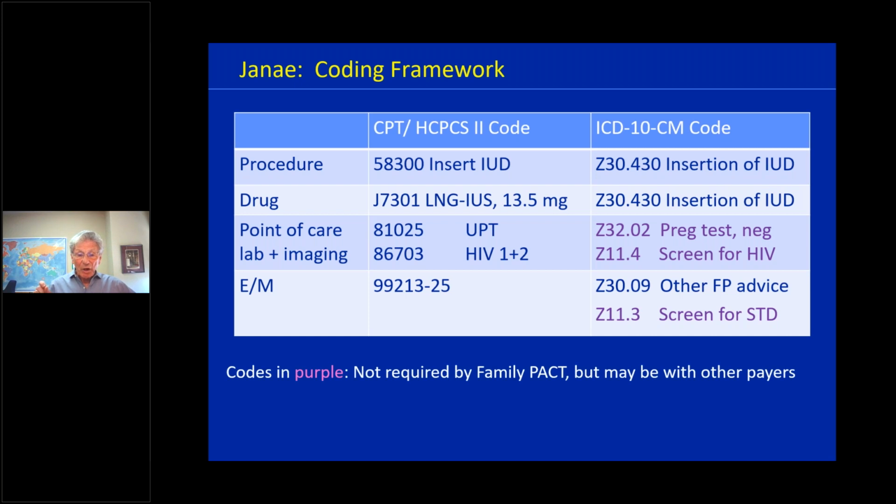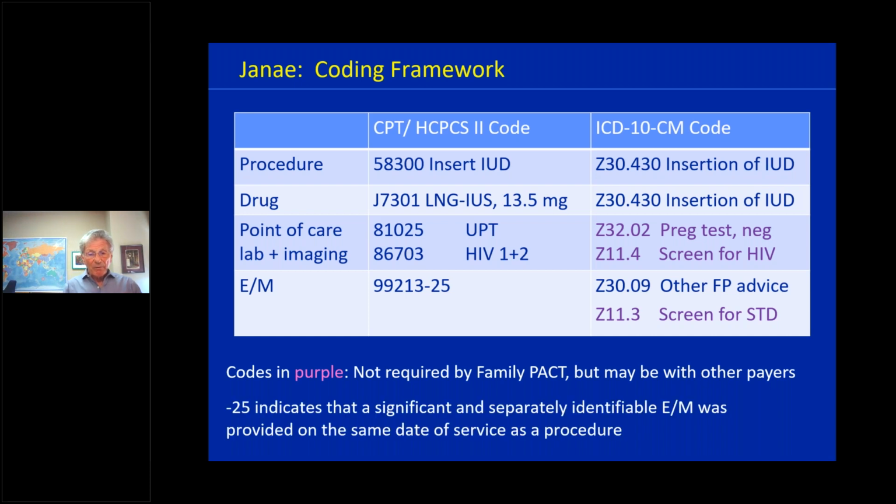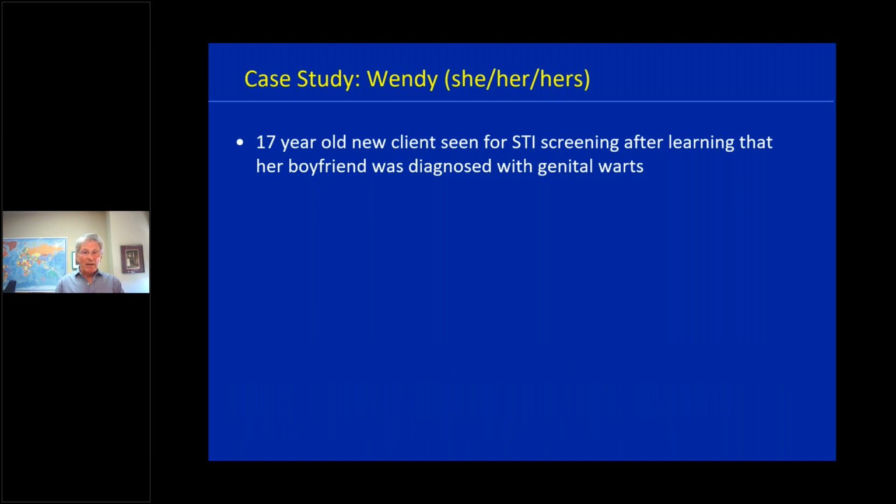Okay, so remember that the codes in purple are not required by Family PACT, but they might be by other payers. So in other words, when your biller fills out the claim for the urine pregnancy test and the HIV, she's going to put in those CPT codes, but she doesn't need to put in diagnosis codes. And again, that 25 modifier says that we did 2 separate things at Janie's visit. One was all of her counseling about STDs and about contraception, and the other was the insertion of the IUD itself. Next.